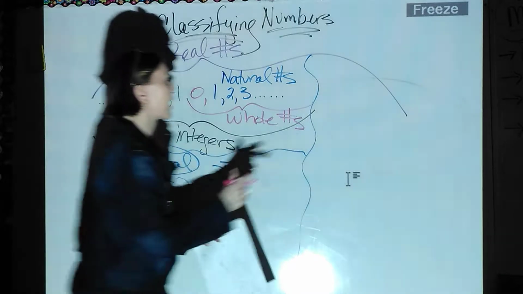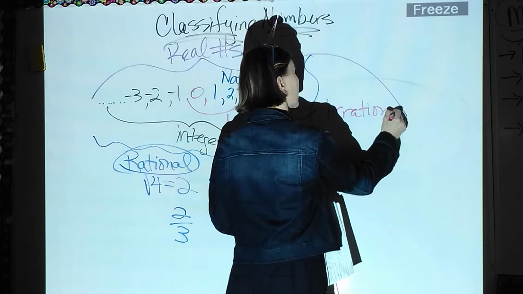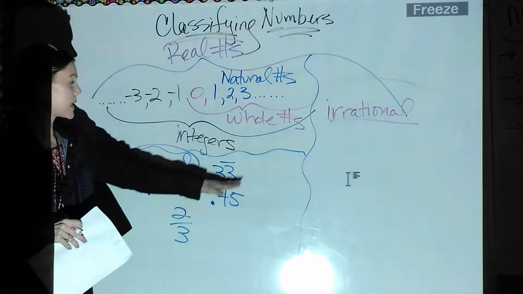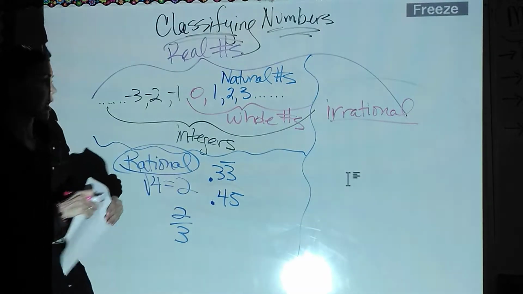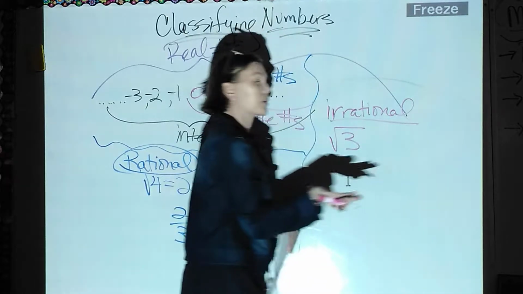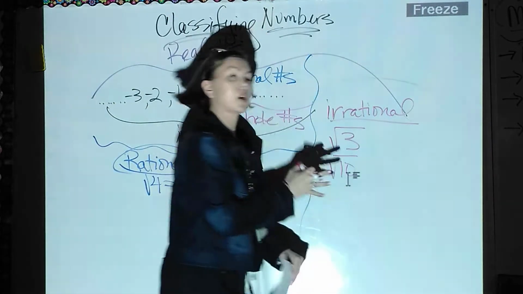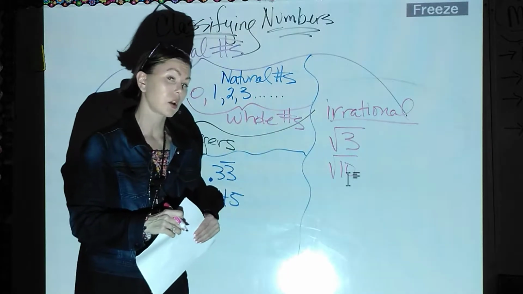So now we're going to have irrational. Irrational numbers. So you probably guessed it. We're going to talk about decimals and radicals with irrational numbers. So we have like the square root of 3, or like the square root of 10. Both of those are not perfect squares. That would fall into the irrational category.